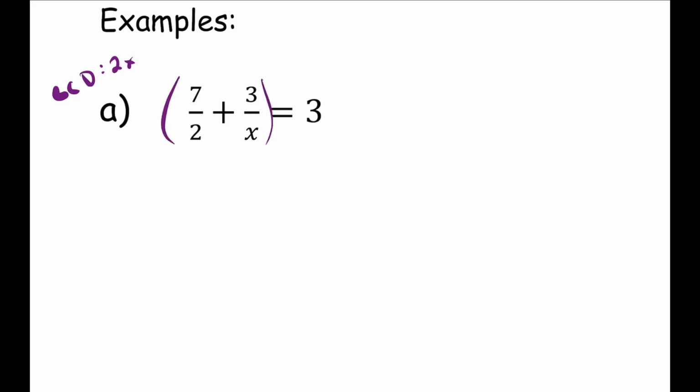All right, so we're going to multiply everything by 2x. So this whole thing gets multiplied by 2x, and this gets multiplied by 2x, and we do that multiplication out, and we get 7x plus 6 equals 6x. That's right, we cancel out the 2, we cancel out the x in the second term, and then we just multiply that final term times the whole number.